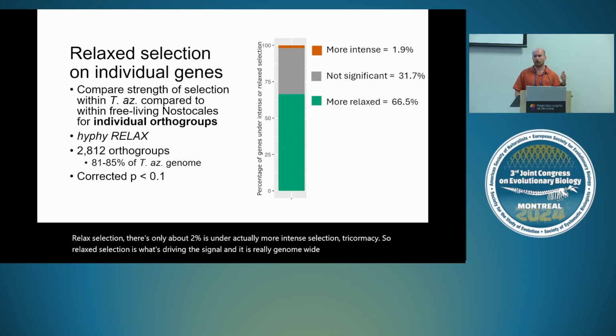Again, linking back to our two ideas of where relaxed selection can come from, this might suggest that it's really these bottlenecks, et cetera, that are causing just general drift to happen in the genome.